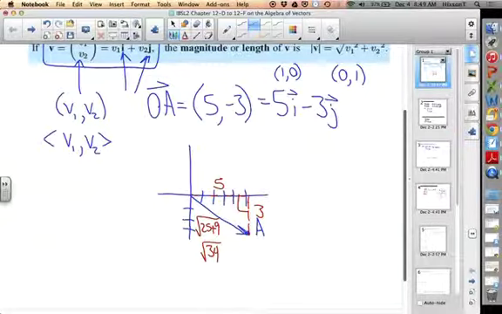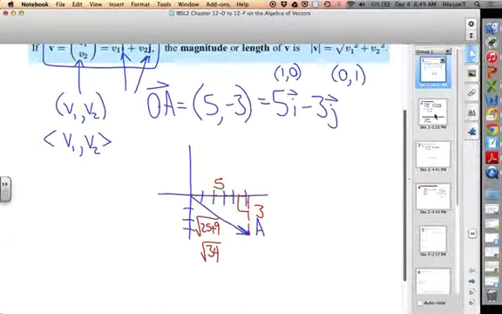So leave it in a radical form when you do that, okay? Now another thing that we look at when we're talking about vectors in component form is our different operations.